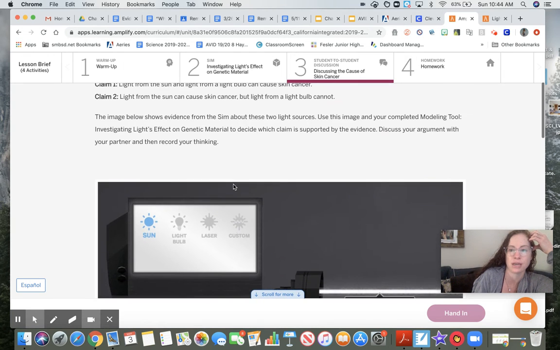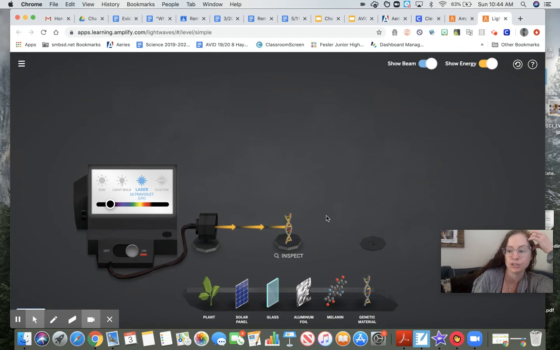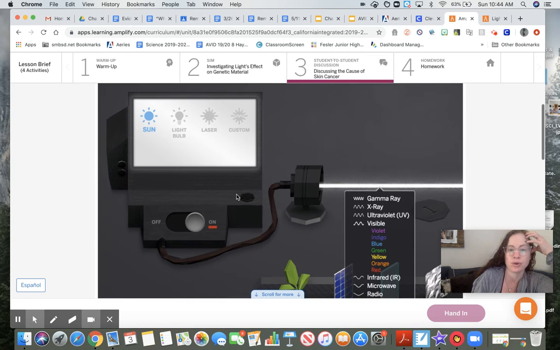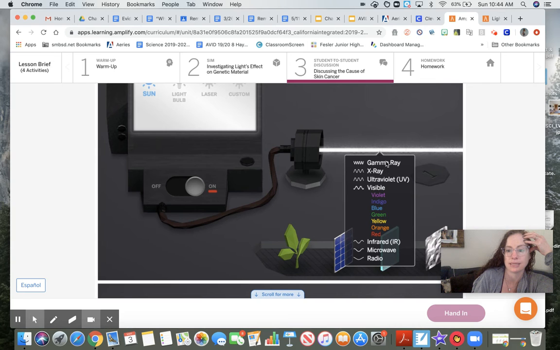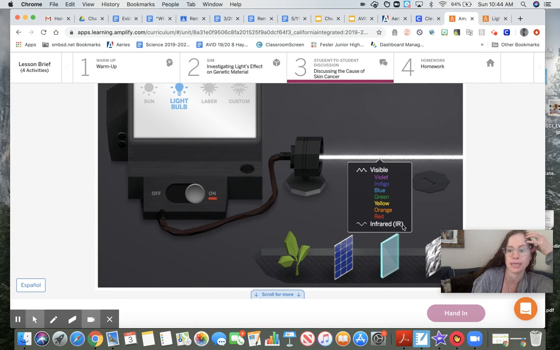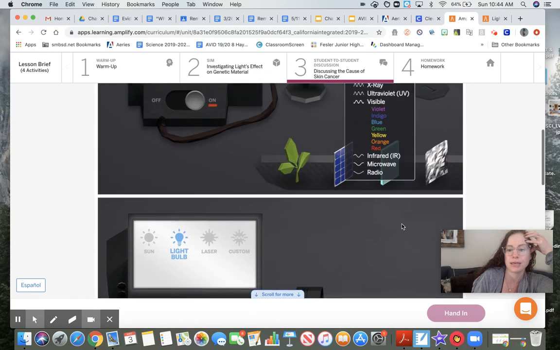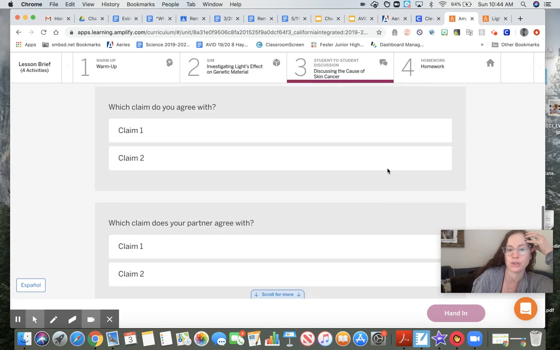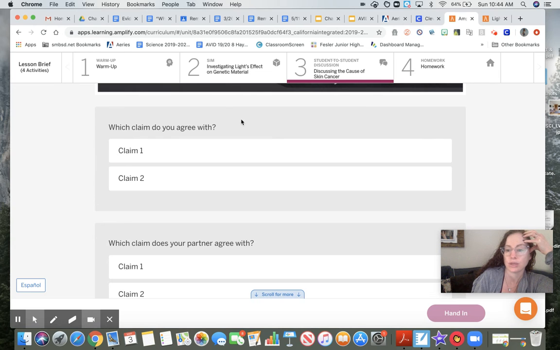They have some pictures for us to look at, but also don't forget, you can always get into the sim and try some things out and use what we've already learned, right? So what this is showing us is that we have the sunlight on, and it's showing us what's in the sunlight. So we've learned the sunlight has gamma, X-ray, ultraviolet, visible light, infrared, microwave, radio wave. And we've learned that the light bulb only has visible light and infrared. So based on that information, what we've learned about these different types of light, which claim do you agree with? Do you think both are causing skin cancer, or do you think it's just the sun and the light bulb doesn't?